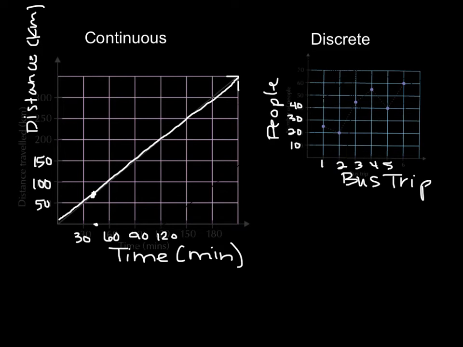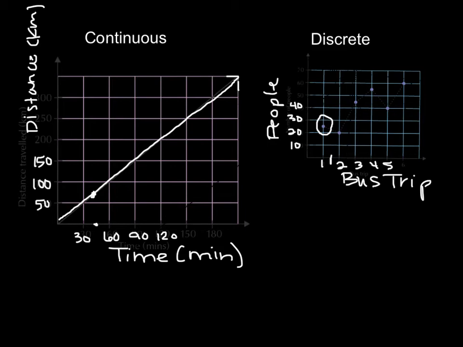So the example on this discrete graph is bus trips and the number of people. Well, you can see that there's just one dot here for 1, and it looks like 25 people went on the first bus trip. If you look for number 2, that bus trip was 20 people. Well, the difference here is you would not come between these two values and ask yourself, okay, how many people went on 1.5 bus trips? You don't count bus trips in 1.5. It is just one, you go by the whole numbers.